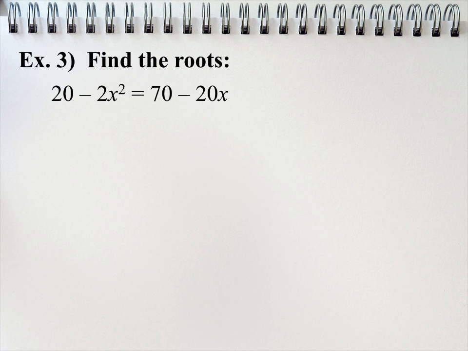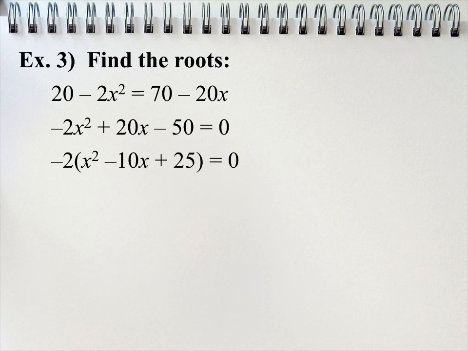Okay, let's find the roots of this quadratic equation. Again, let's first write it in standard form. We'll keep our x squared term. On the left side, we'll bring over our linear term and bring over both constants. Now before I factor this, I notice that there is a common factor of -2 to all three terms. So if I factor out a -2, now my quadratic expression is much easier to factor. And here I can divide both sides by -2.